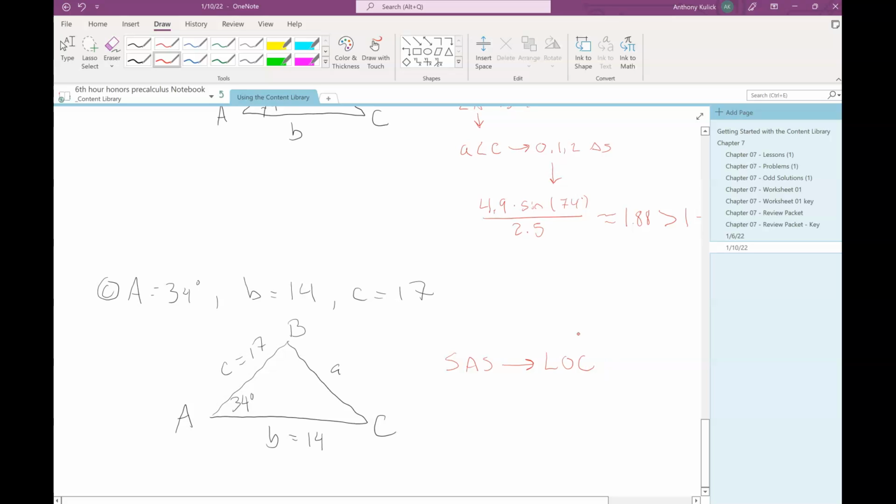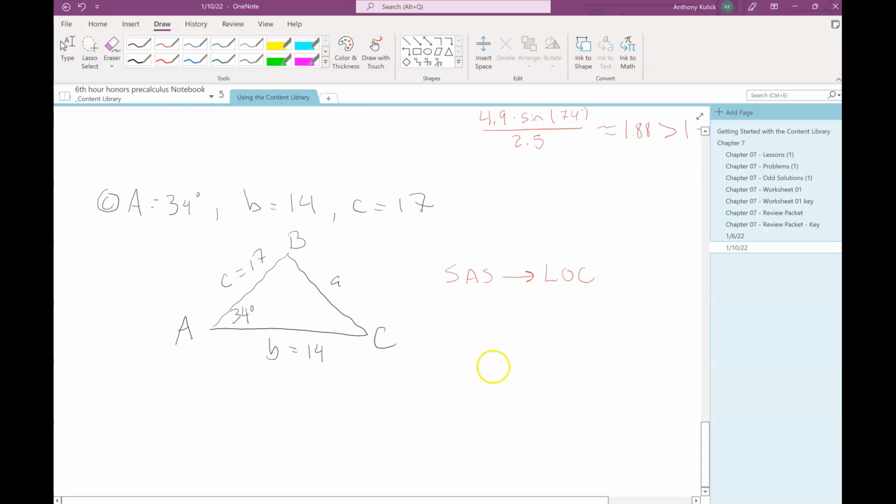Now, using law of cosines, there's only one piece of information that I have enough to solve for. That's going to be the missing side length. So a squared is equal to b squared plus c squared minus 2 times b times c times cosine angle A.